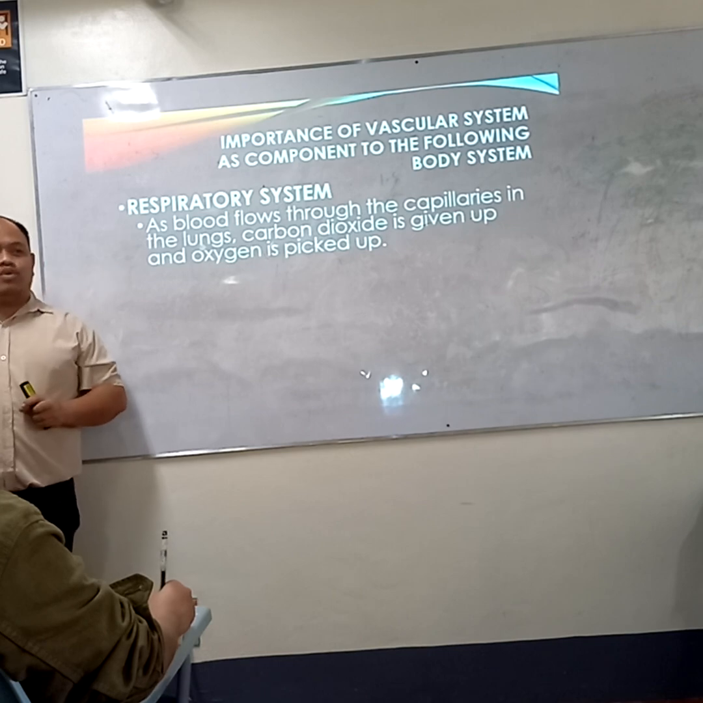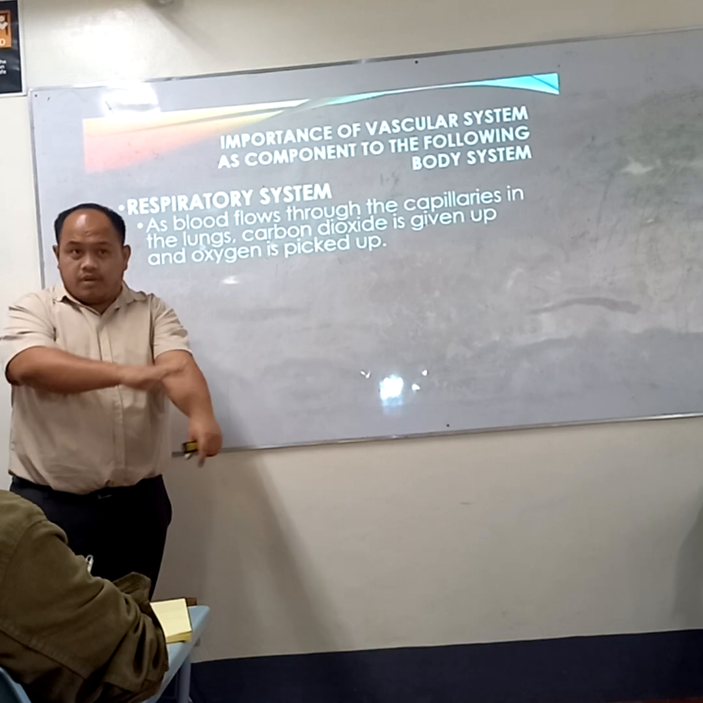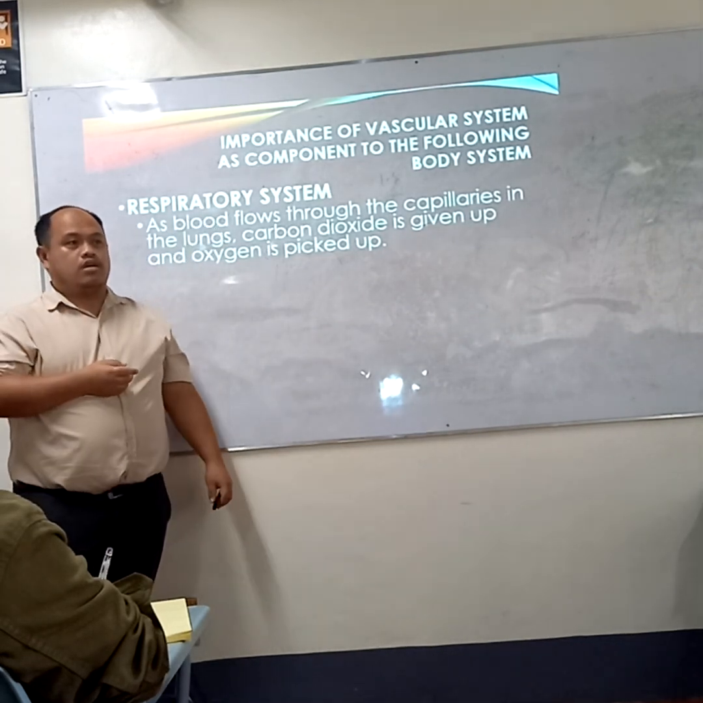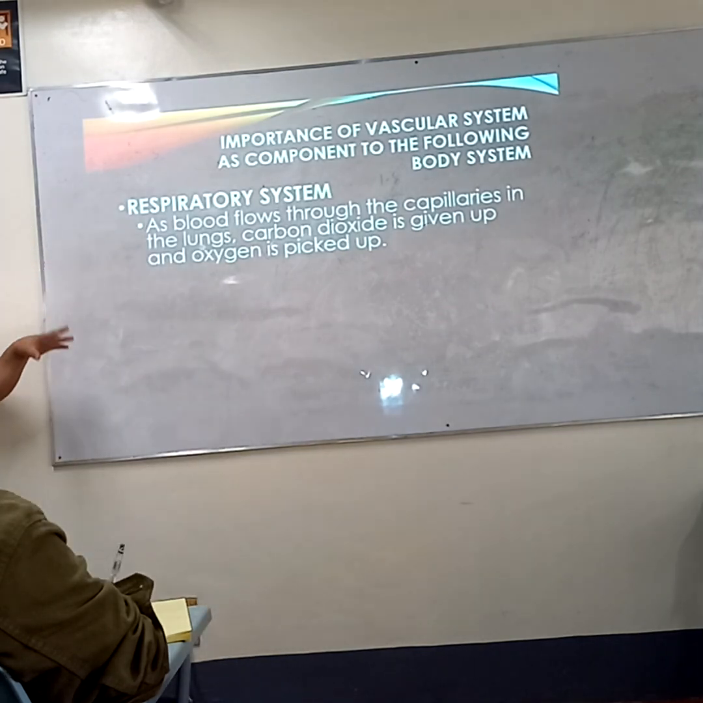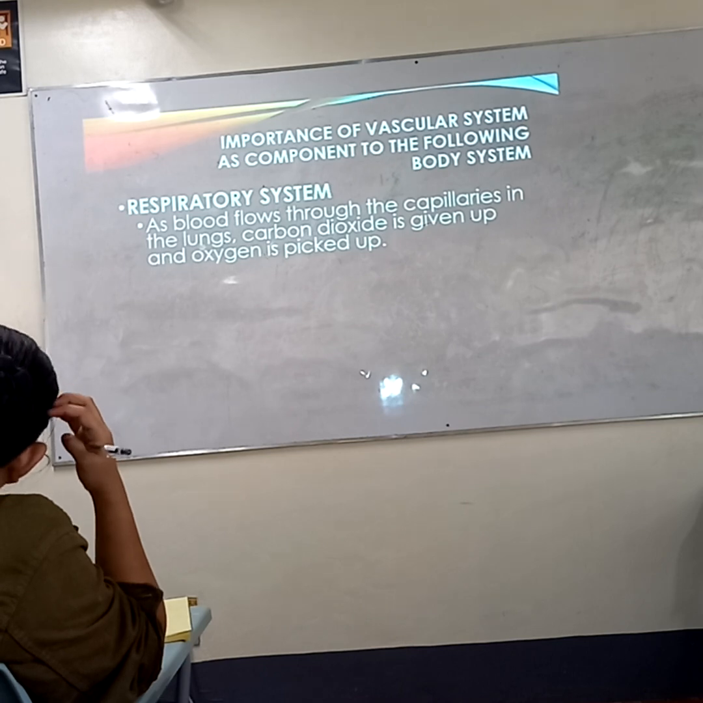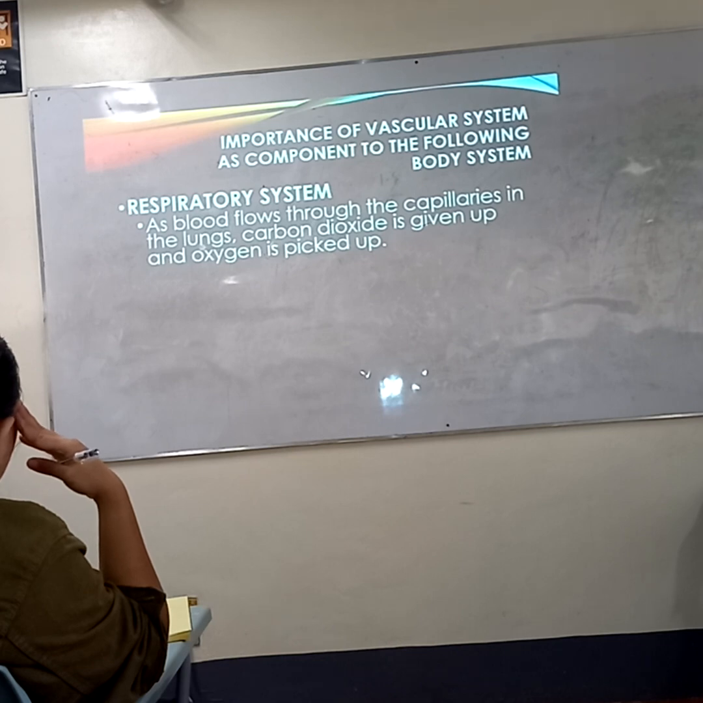The obvious fluid losses are urination, where you see water, and sweating, where there is water. But this one, you don't see the water, but you are losing water. The respiratory system is related to the vasculature because blood flows through the capillaries in the lungs, carbon dioxide is given up and oxygen is picked up. The blood vessels contain the oxygenated and unoxygenated blood. These will go into the lungs, specifically to the alveoli, for the exchange of oxygen and carbon dioxide.